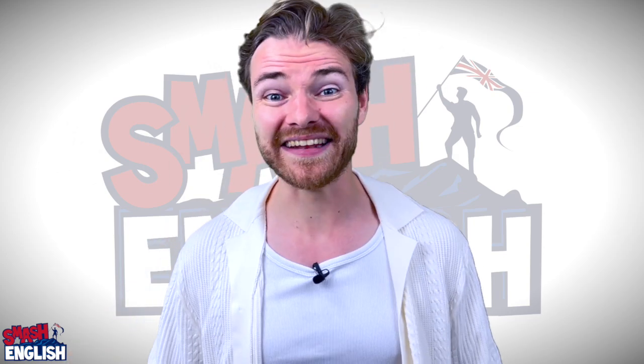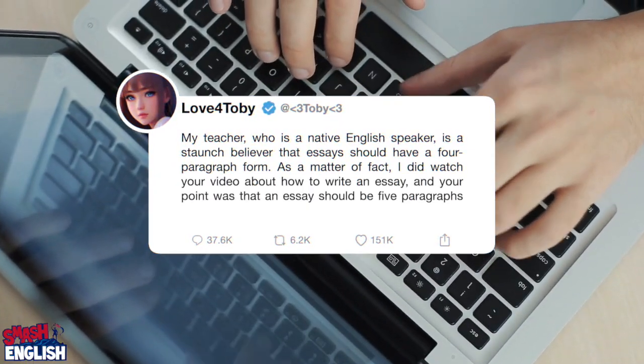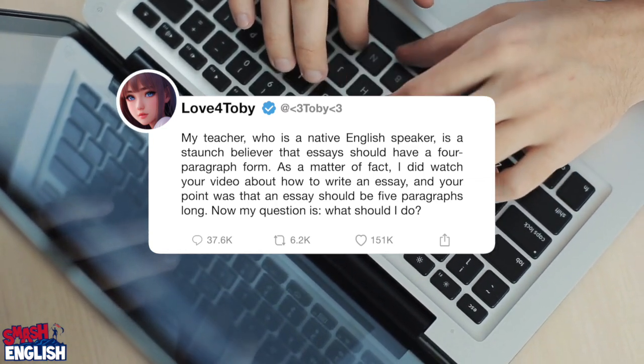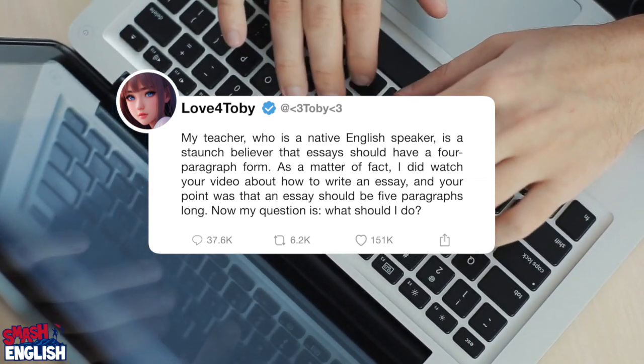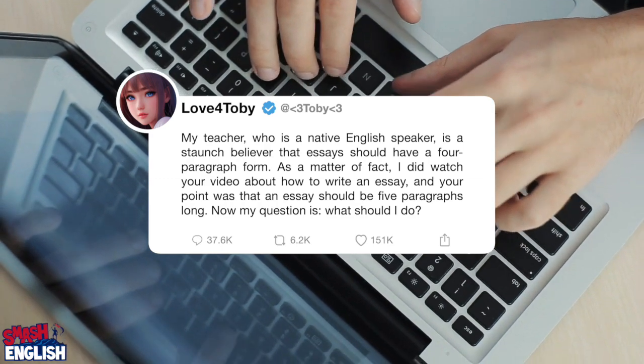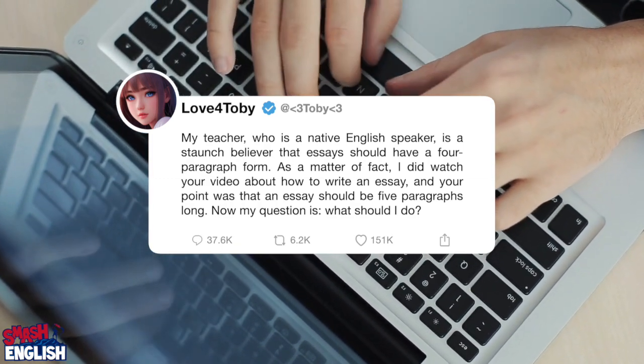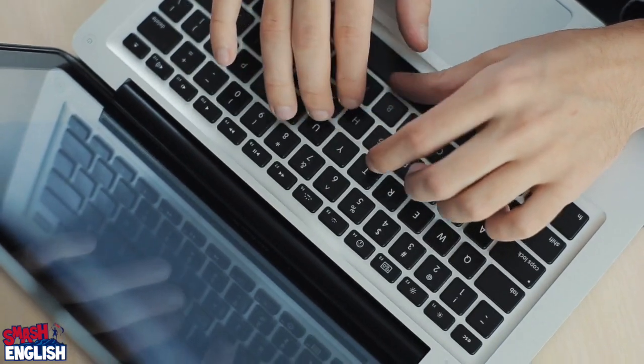I cannot wait. My teacher, who is a native English speaker, is a staunch believer that essays should have a 4-paragraph form. As a matter of fact, I did watch your video about how to write an essay, and your point was that an essay should be 5 paragraphs long. Now, my question is, what should I do?